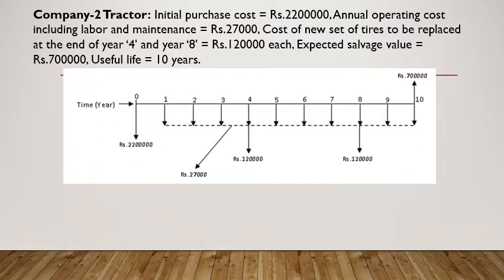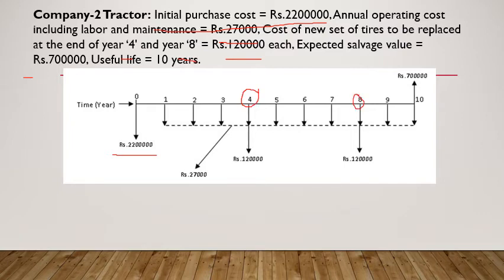Let us draw the cash flow diagram. It also has the timeline of 10 years. There is no doubt, there is no confusion here. Draw the horizontal line of 10 years first. Then the initial purchase cost means it is P. Draw it at t is equal to 0. Annual operating cost of 27,000: draw a uniform cost of 27,000 up to 10 years. And then the tires need to be replaced at the end of year 4 and year 8 at 1,20,000. So indicate that at t is equal to 4 and t is equal to 8.